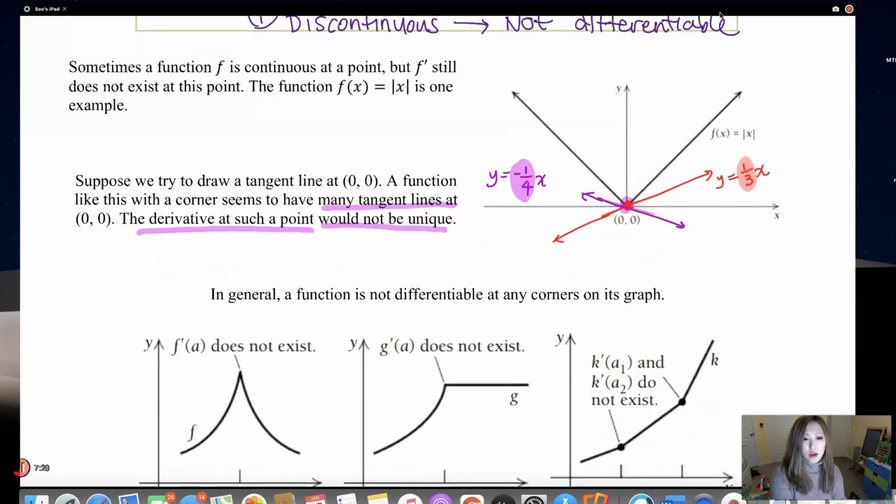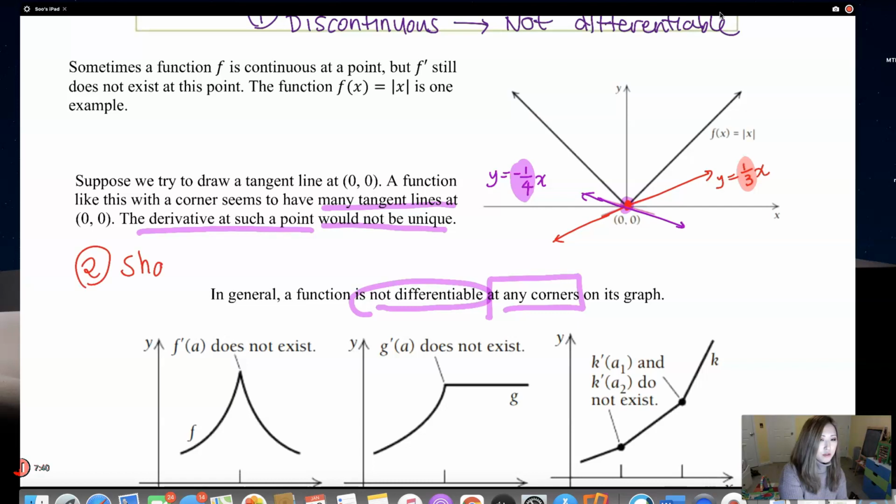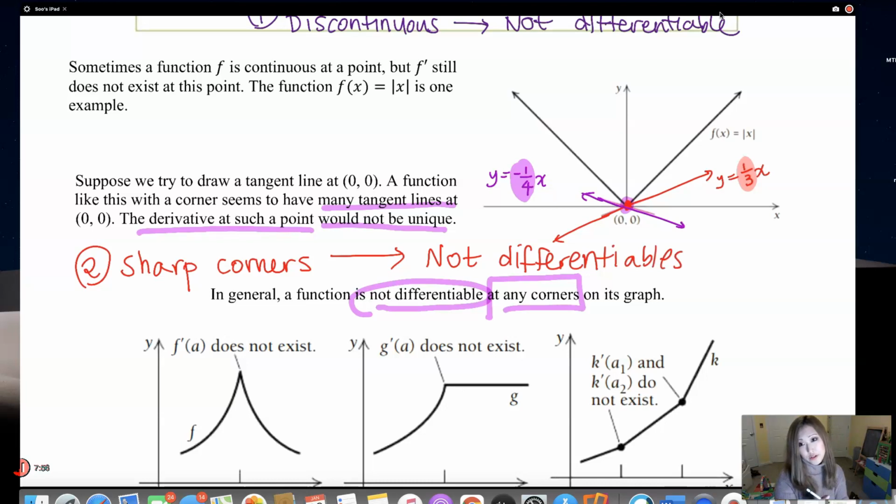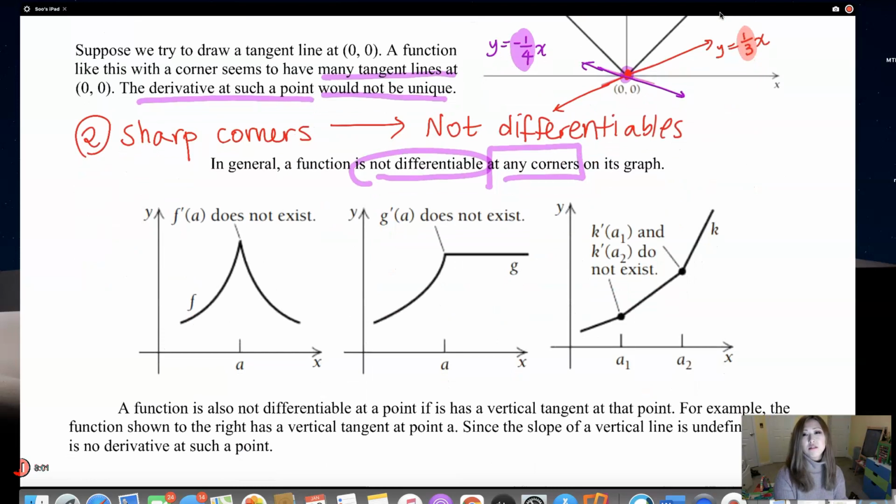In general, a function is not differentiable at any corners on its graph. Okay, so do write this down for me. Number 2, sharp corners. If you have any sharp corners in the graph, it's not going to be differentiable. And some graphs have corners, like the absolute value function, right? And we can do piecewise. Well, absolute value is somewhat of a piecewise.